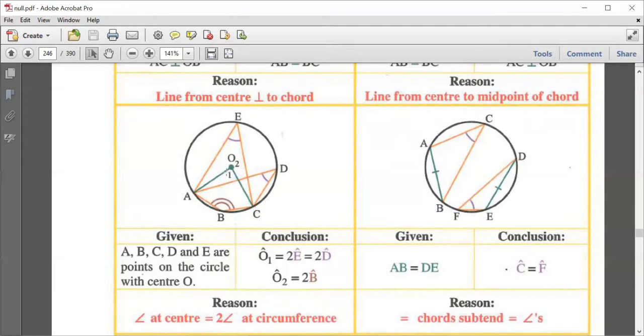So now here, let's see. The center of this circle is at O. So now, on this center O, we have two angles.